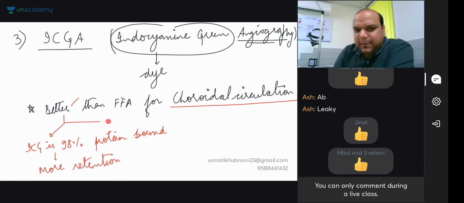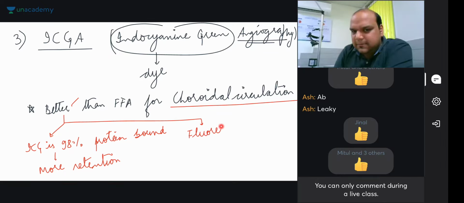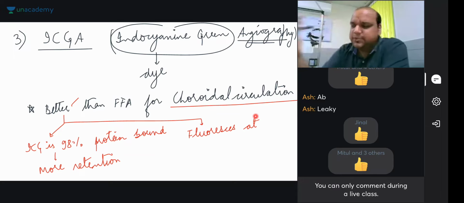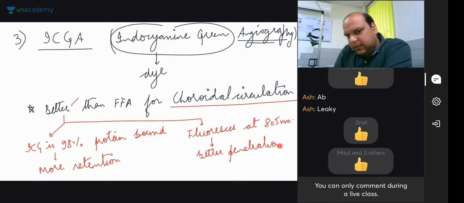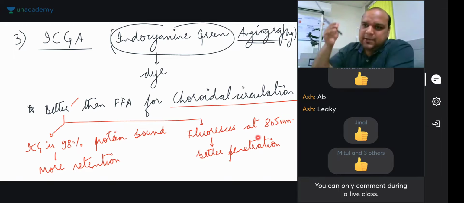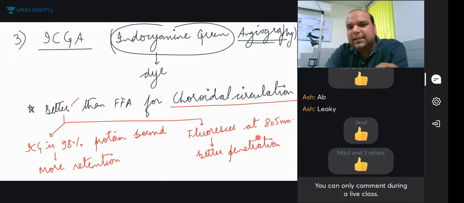Then secondly, it is better because it fluoresces at, okay, it will also have some shine, okay. So it fluoresces at 805 nanometer. So the wavelength of light for its fluorescence is larger. So we say it has better penetration. Okay, so longer wavelength light can fluoresce it, so it can penetrate deeper structures also, and that is why we say it is better than FFA for choroidal circulation, which is a deeper circulation compared to the retinal circulation, right, guys?